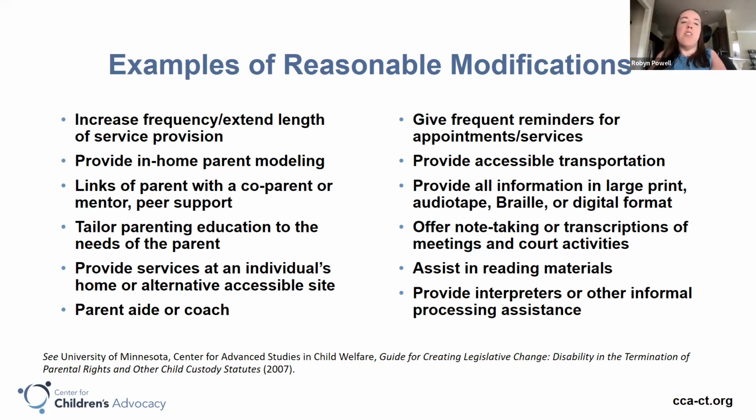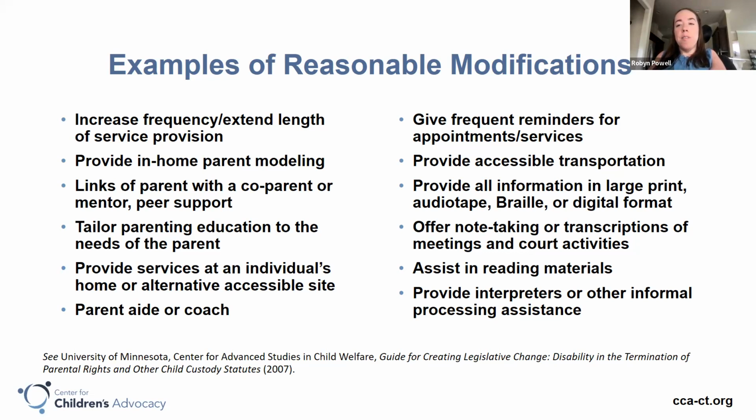It might be things like increased frequency or extended length of sort of service provision. It might be providing in-home parent modeling. That's really important, particularly for parents who have intellectual disabilities. It might be linking a parent with a co-parent or a mentor or peer support. It might be tailoring parent education to meet the needs of the individual. It would require providing services at an alternative home or at an individual's house.